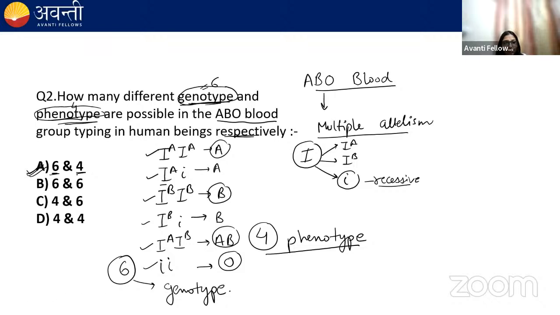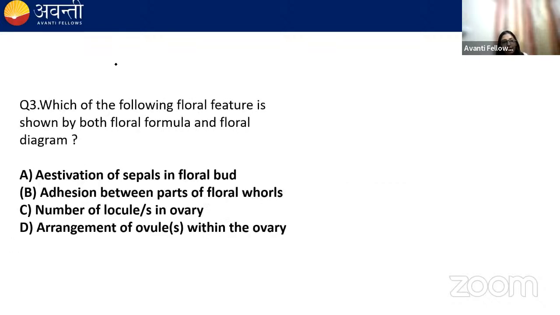Okay, now we are proceeding with the next question. Question number 3. Which of the following feature is shown by both floral formula and floral diagram? Option A is aestivation of sepal in floral bud. Option B is adhesion between parts of floral whorls. Option C is number of locules in ovary. Option D is arrangement of ovules within the ovary.